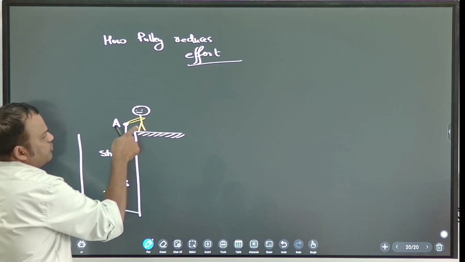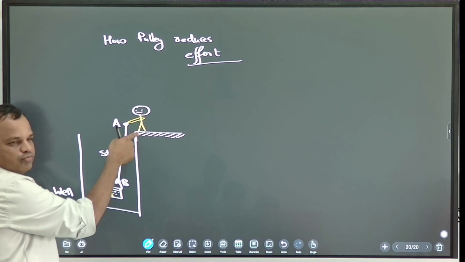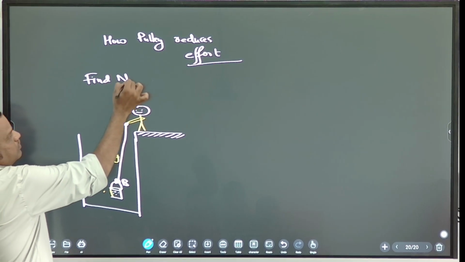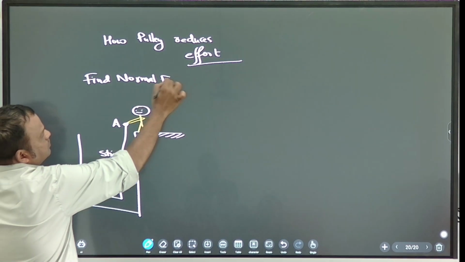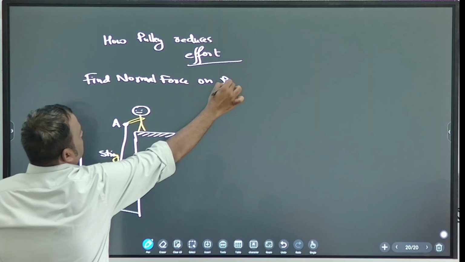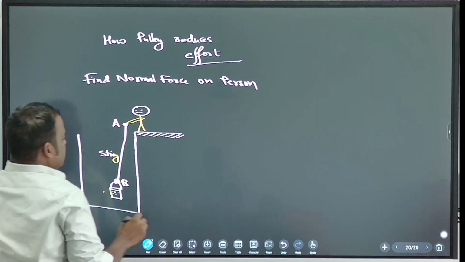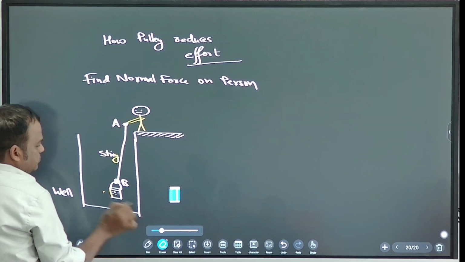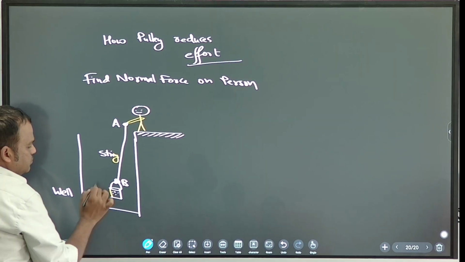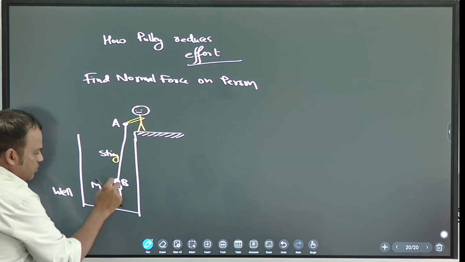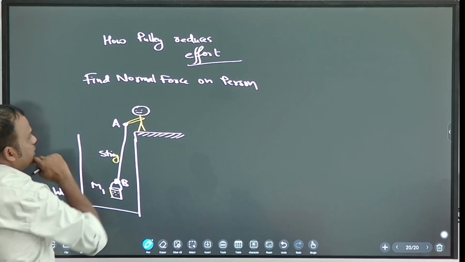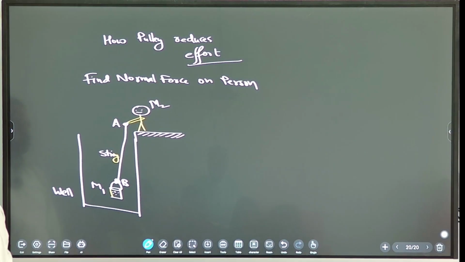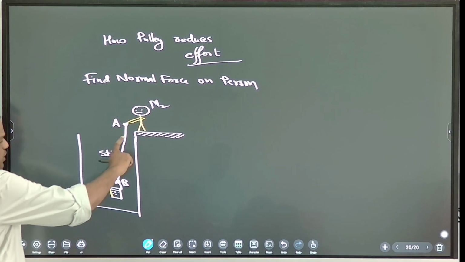Find the normal force on the person. Now the mass of the bucket is given as m1. Mass of the bucket, whole water plus bucket, is m1, and the mass of the person is m2. The string is vertical.